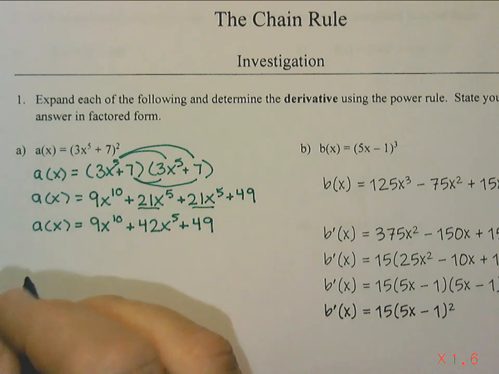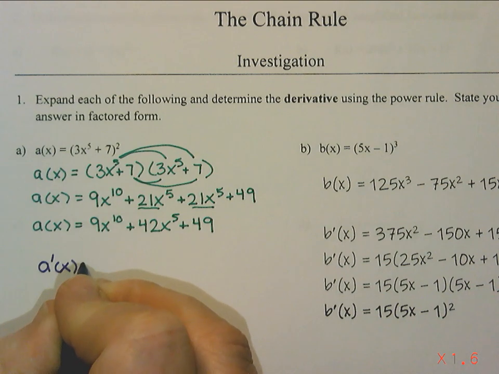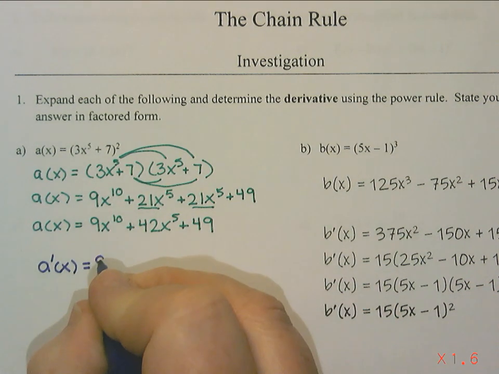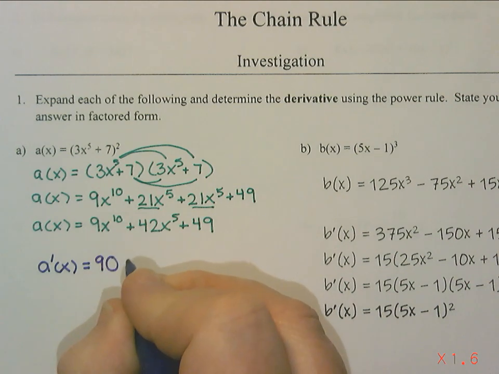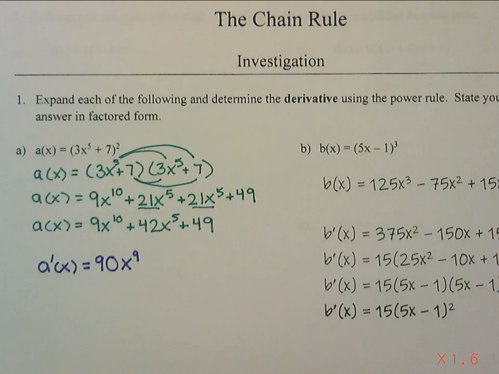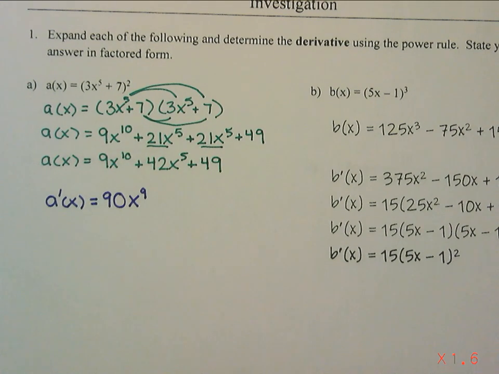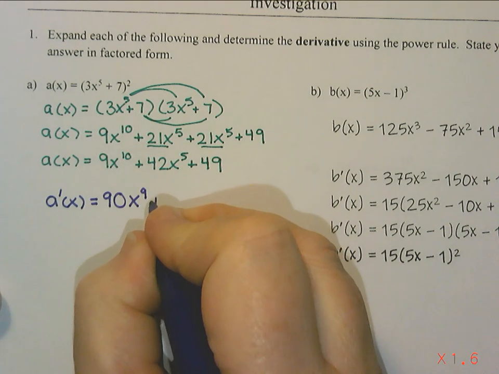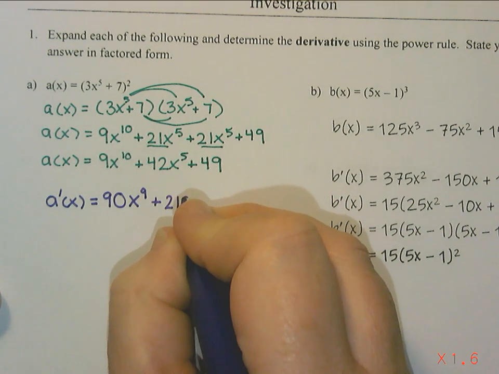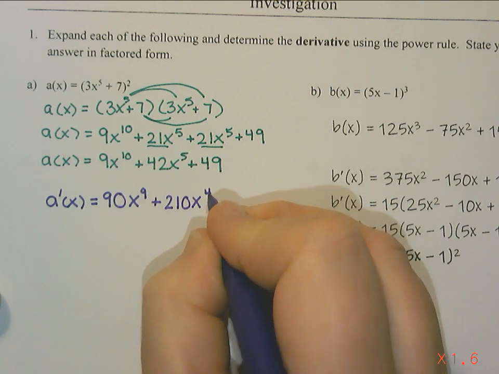So if I go to do the derivative of a of x, we're going to write that as a prime of x. I would start with 9x^10, so 10 times 9 is 90. And then x to the, and I take 1 off the exponent, so 10 take away 1 is 9. So I would get 90x^9. 42x^5, I'm going to multiply 5 and 42. That should give me 210. And then I take 1 off the exponent, so x^4.